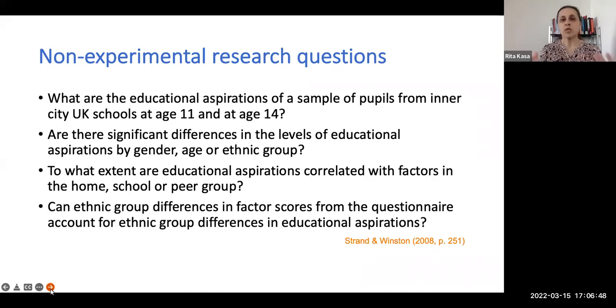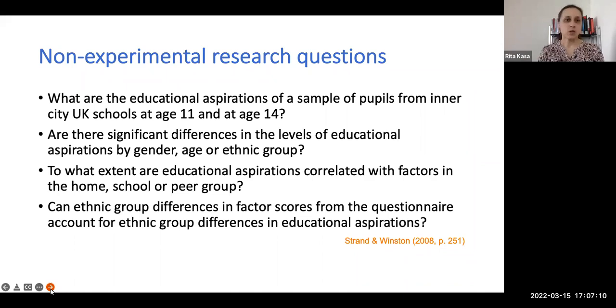Educational aspirations we cannot observe with the naked eye, right? So we may want to ask questions through a survey that the students would fill out and answer by stating what their educational aspirations are.